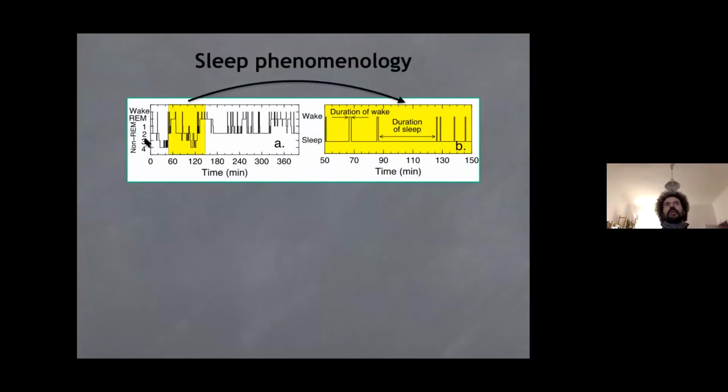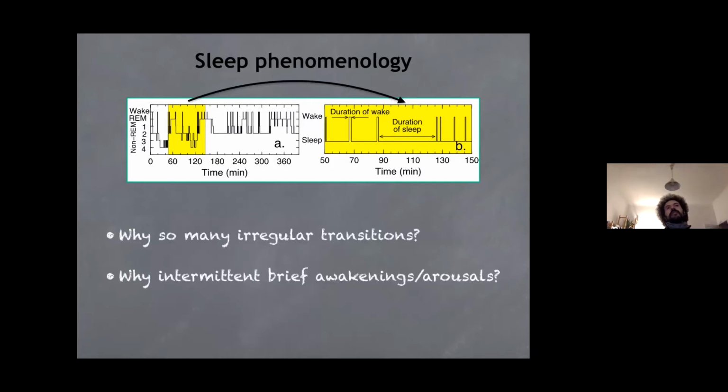the sleep period, you have many irregular transitions among different types of sleep. For instance, you have transitions between non-REM and REM. But most importantly, and I think not many of you know that probably, you have many transitions to the awake state. So during sleep, you have many brief periods of awakenings, basically, right? So now, the question that still remains without an answer is why we do have so many irregular transitions, and especially why we should have transitions to the awake state during sleep.